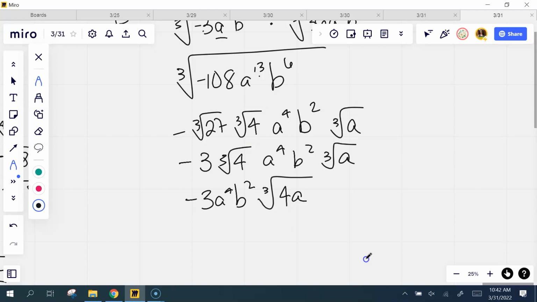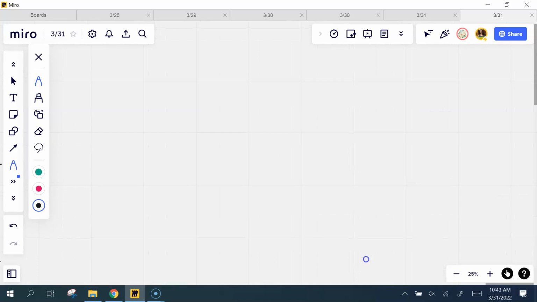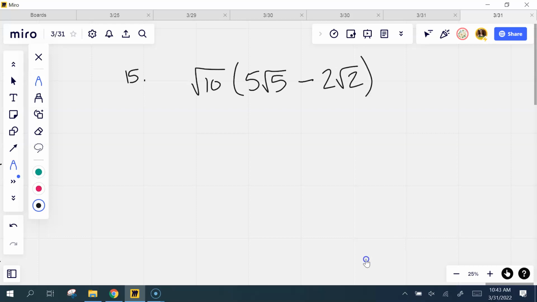Y'all ready to kick it up a notch? As we multiply with binomials, we're going to have to distribute, look for like radicals, combine like radicals, simplify. We're going to have to put all this knowledge together. So let's look at number 15. I have the square root of 10 times 5 root 5 minus 2 root 2. Uh-oh. What do I do?